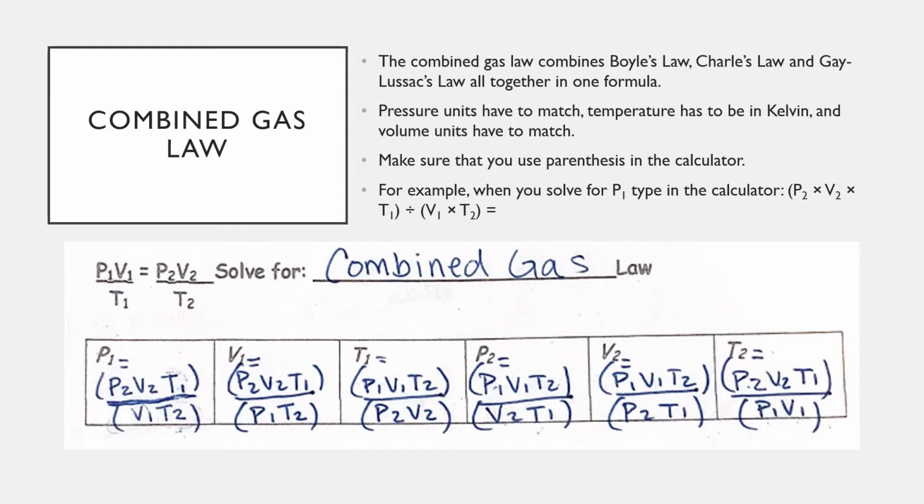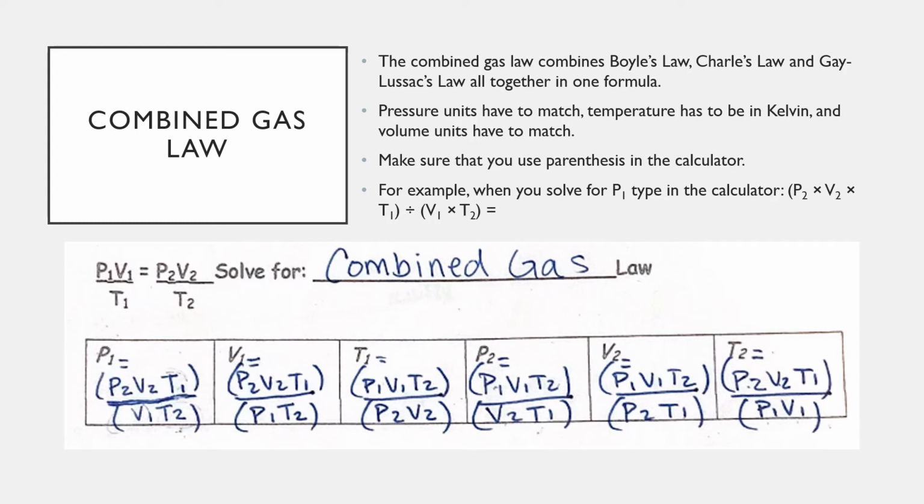Now for the combined gas law, it actually takes all of the gas laws that we've looked at and combines them into one formula. So it has Boyle's law, Charles' law, and Gay-Lussac's law all together. Just like before, pressure units have to match, temperature has to be in Kelvin, and whenever you're solving for these problems, there's more variables involved. So you do need to use parentheses in the calculator to show the order of operations.